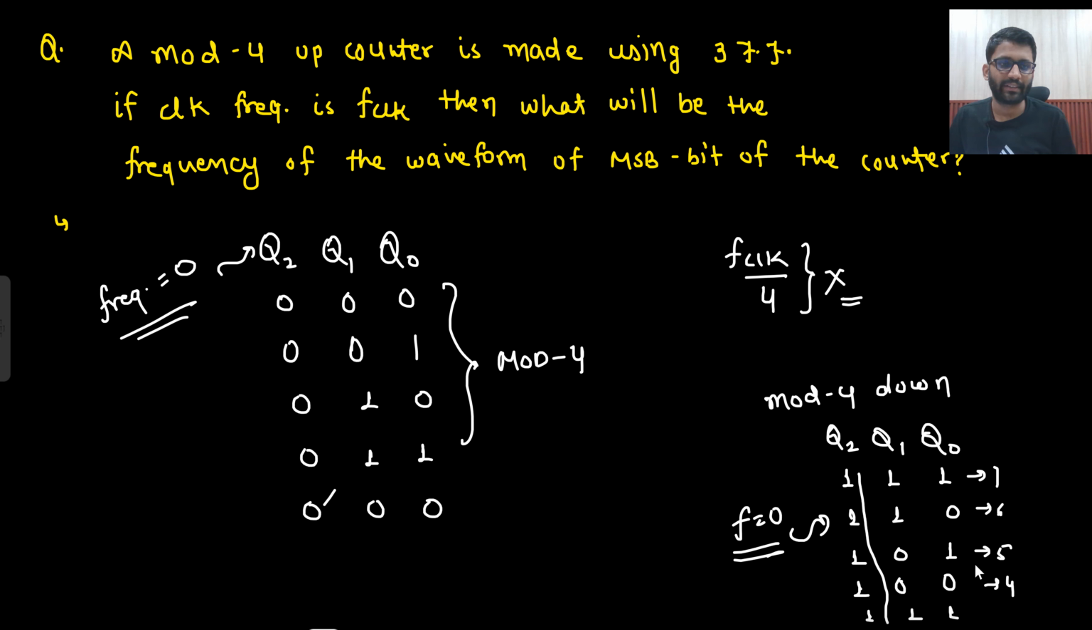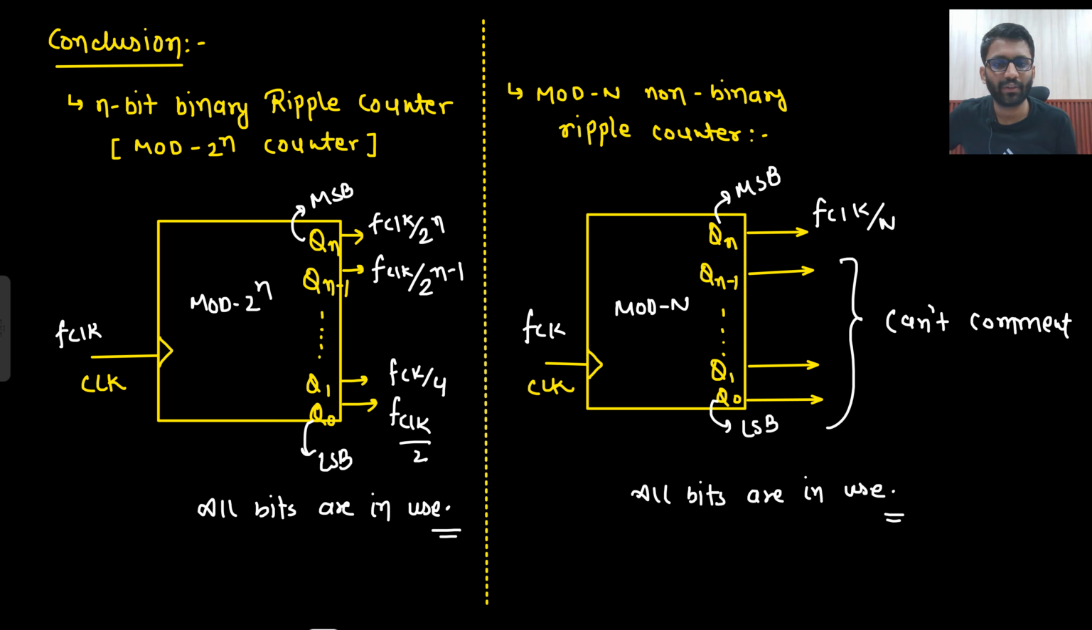Okay then. So that's it about our asynchronous counter. There is one more topic left, that is the concept of decoding the outputs. We have these outputs, but how will we decode them? Using a decoder. And what will happen if there is some delay in your asynchronous counter? How will you decode it? What will be the problem in decoding? And how to solve that problem?